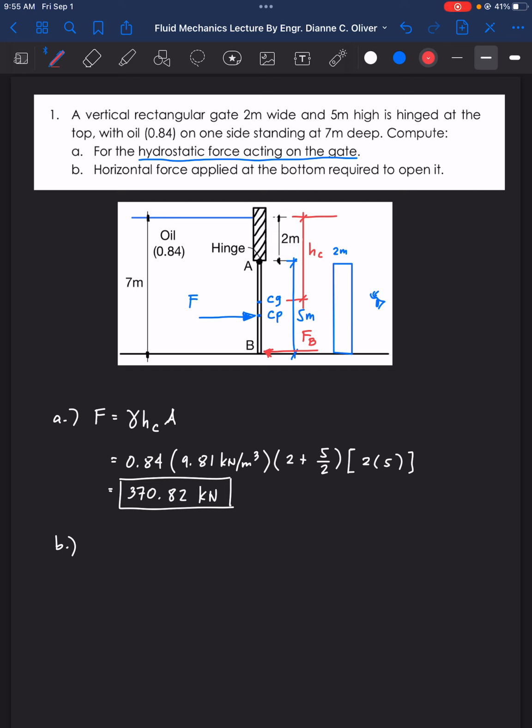Now, in order to open it, the force must exceed the closing force. So to know the force required to open, you need to find the value of F sub B. How do we find the value of F sub B? We need to compute the summation of moments at A.